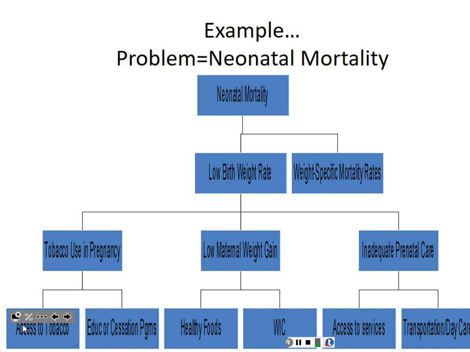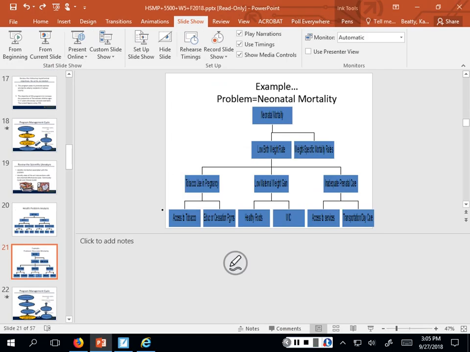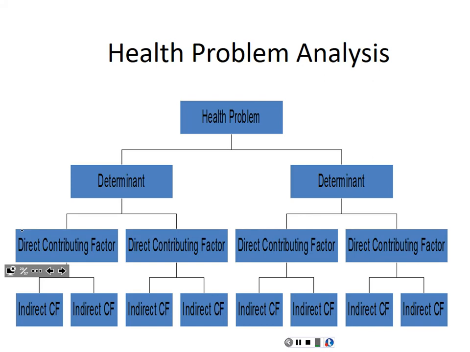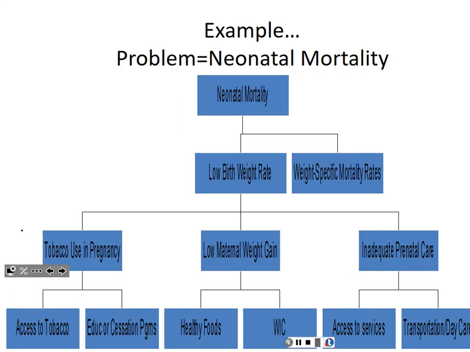Determinants and direct contributing factors are universal. What does that mean? It means that in any community around the world, low birth weight impacts neonatal mortality, and in any community around the world, tobacco use in pregnancy, low maternal weight gain, and inadequate prenatal care impact low birth weight rate. So, again, determinants and direct contributing factors are universal.